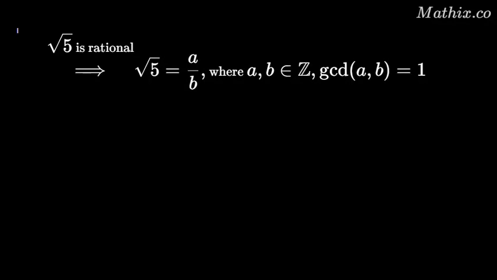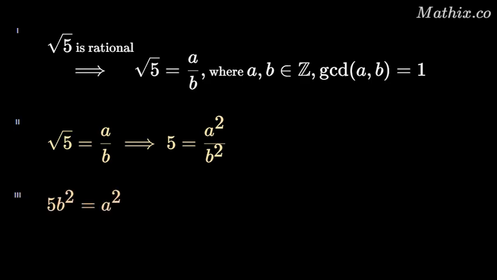We start by assuming that the square root of 5 is rational, meaning it can be written as a fraction a over b, where a and b are integers with no common factors other than 1. If the square root of 5 equals a over b, then squaring both sides gives 5 equals a squared over b squared. Multiplying both sides by b squared results in 5 times b squared equals a squared.